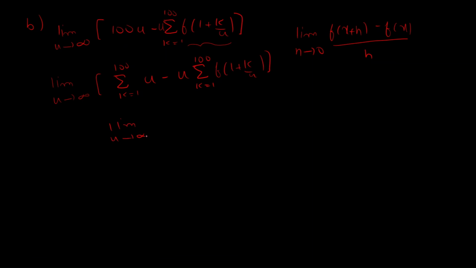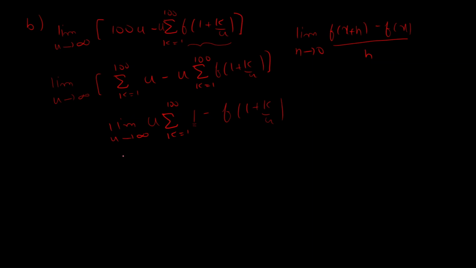Now I can do one thing, I will take the summation sign out, sigma k equal to 1 to 100. I will also take the u out common because it is independent of k anyways. Now what I am left with is 1 minus f of 1 plus k by u. Yeah, that's it. Now we were given in the question that f of 1 is equal to 1.